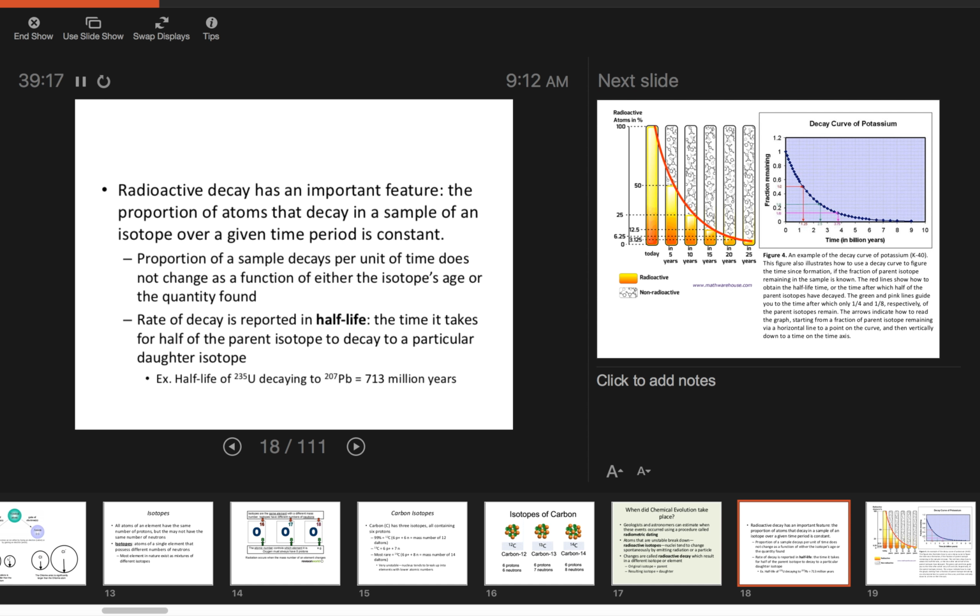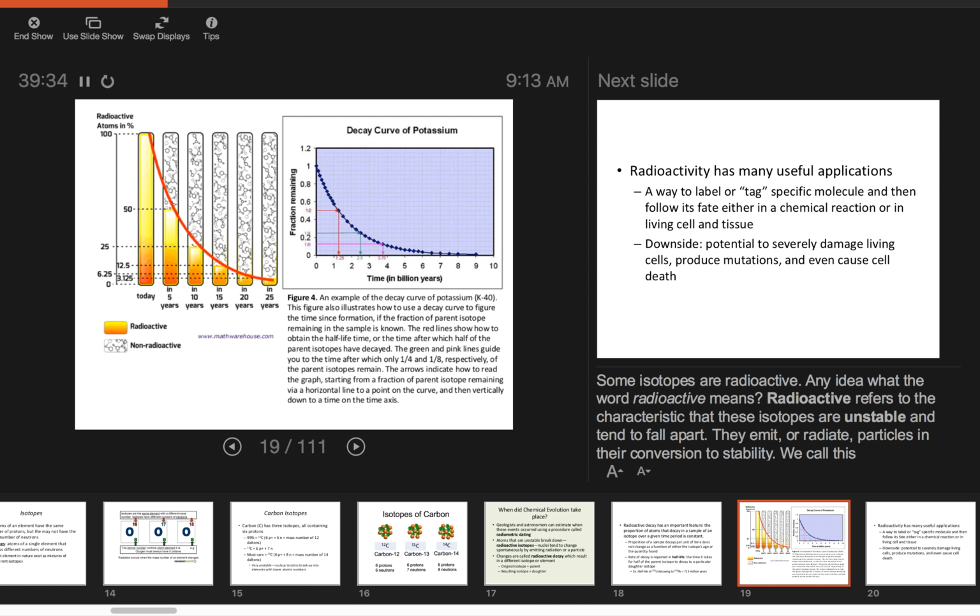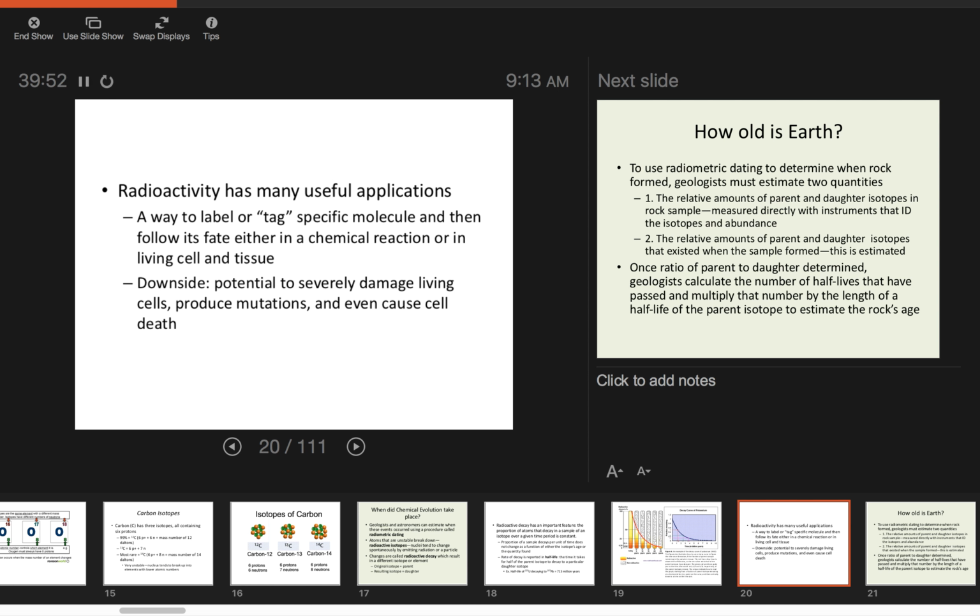So uranium-235 decays into lead-207, and the half-life for this is 713 million years. So then we can find rocks or samples and work backwards, and give an approximate age. This diagram does a nice job graphing the half-life of, it looks like potassium here. You get this nice exponential curve, telling you half-lives in billions of years. So like I said, it has many useful applications.